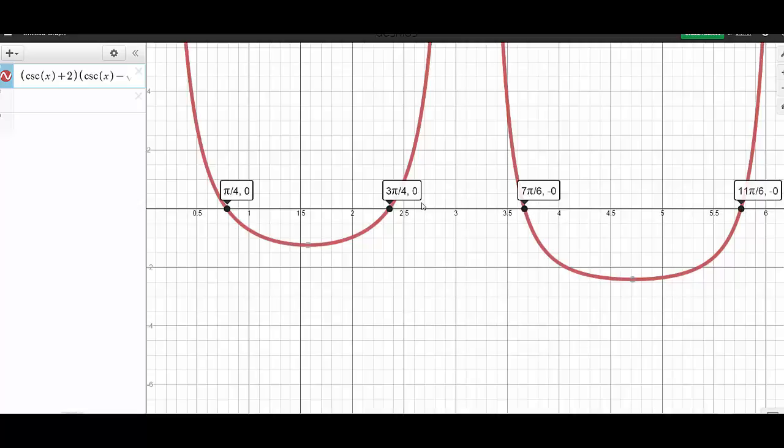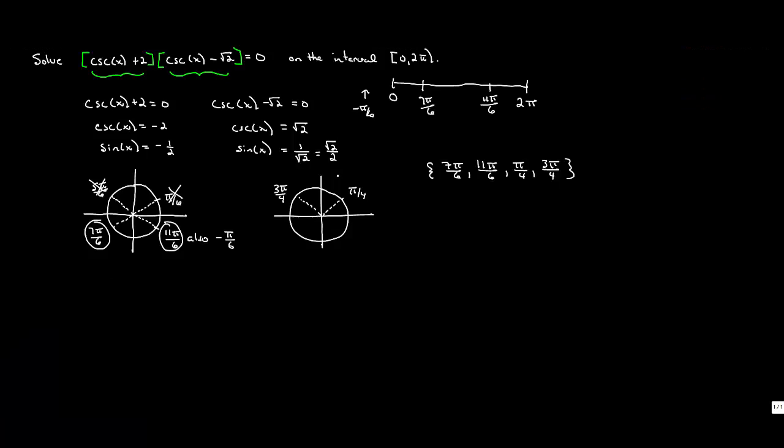So pi over 4 and 3 pi over 4, 7 pi over 6, and 11 pi over 6. And if we go back, 11 pi over 6, 7 pi over 6, pi over 4, and 3 pi over 4. So we've verified that these are our possible solutions. Now, this technique of taking each of these pieces and setting them equal to 0 is what we're going to use in the next couple of videos, where we're going to do some factoring and then work it out.